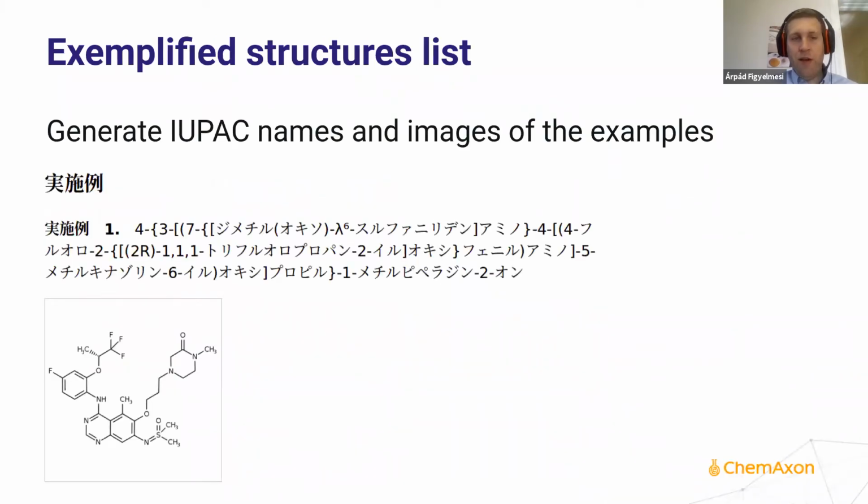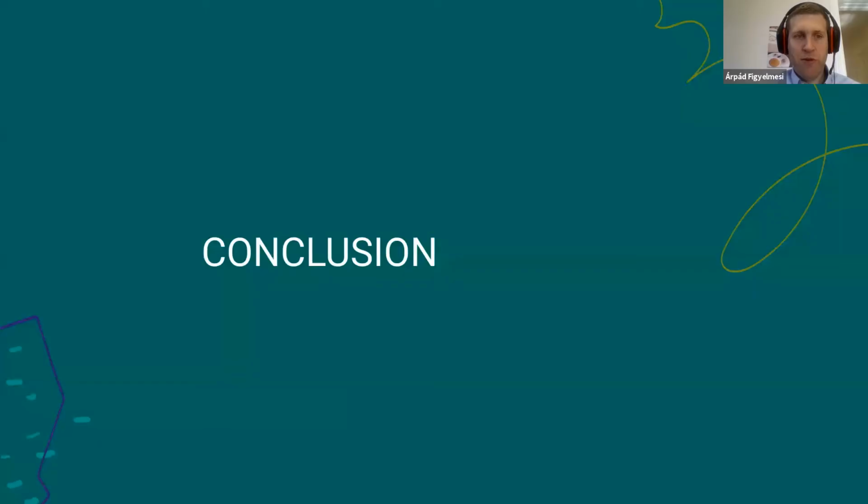Besides creating the Markush claim, we have some bonus functionality, for example, generating the list of the exemplified structures. For all of the exemplified structures, we are able to generate an IUPAC name, and we are also generating an image for that. So this is a small thing from the technical part. However, based on the feedback, this is quite useful and important for the customers.